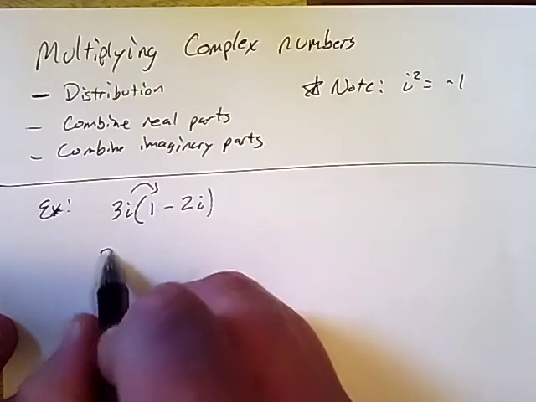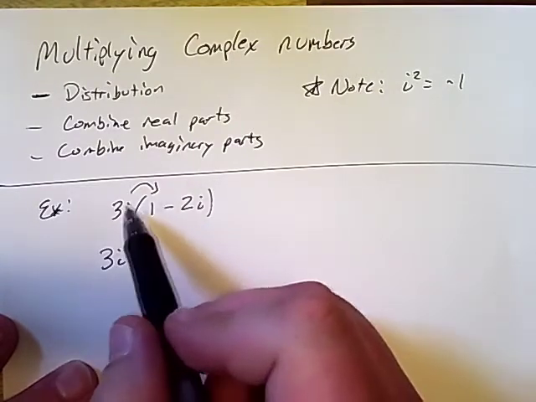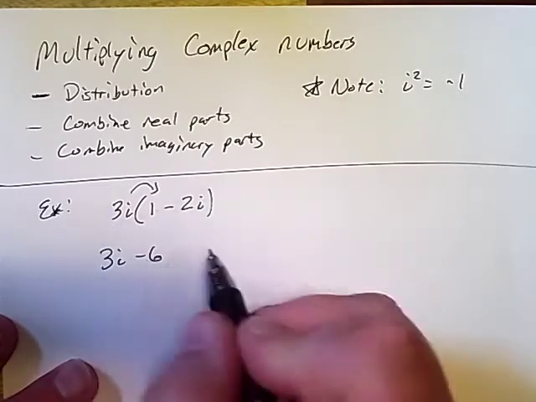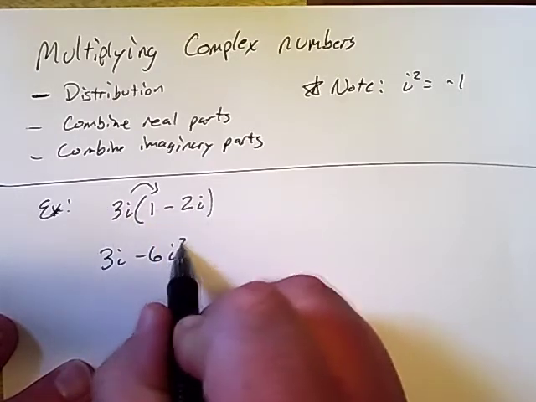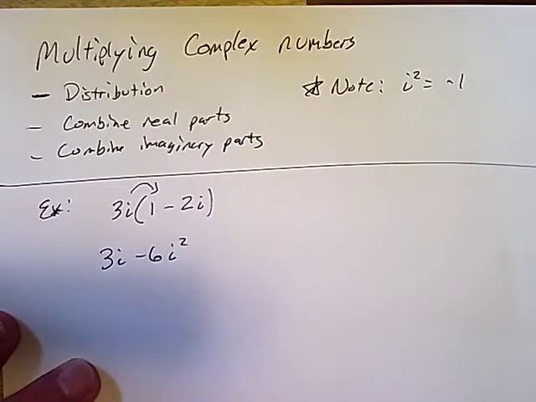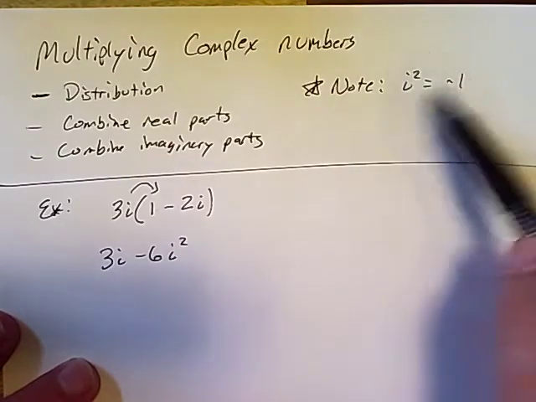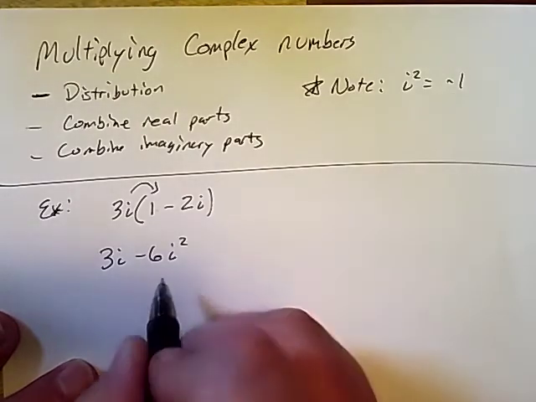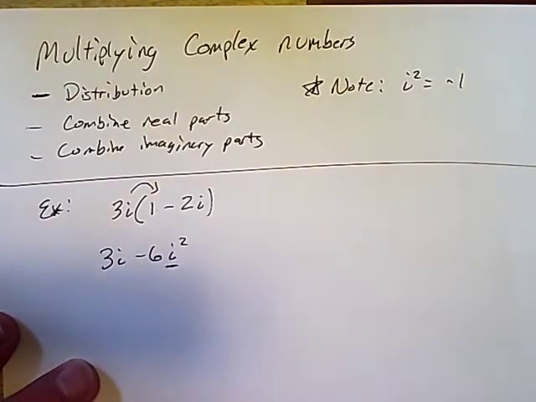So 3i times 1 is simply 3i. And then 3i times a negative 2i. Well, 3 times negative 2 is negative 6. i times i is i squared. Now, there's a reason why I told you this up here, right? i squared equals negative 1. It's really important to note. I need to replace it with a negative 1.